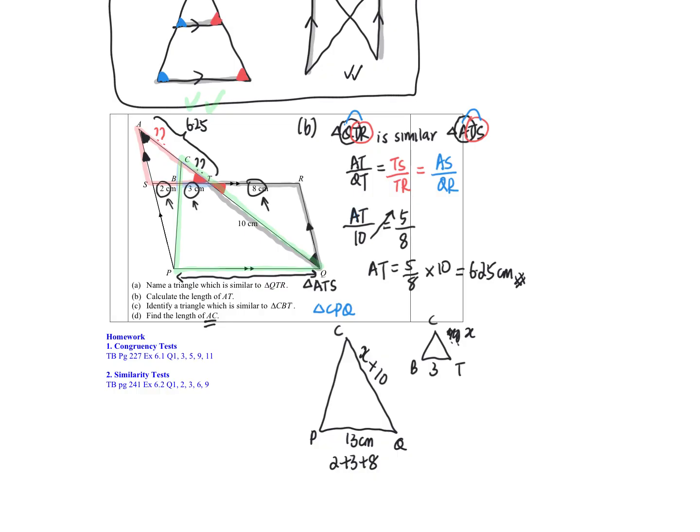Okay, so now I will set up the ratio. X over x plus 10. The ratio should be same as 3 over 13. Then you cross multiply and solve.